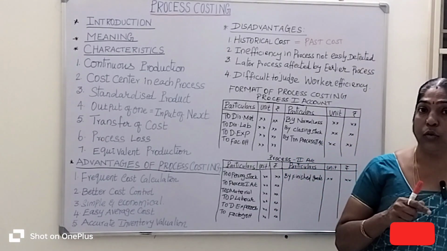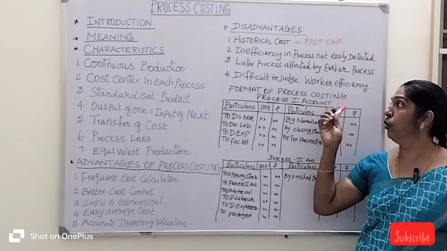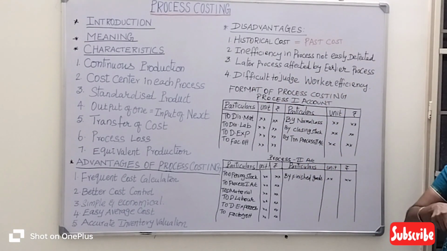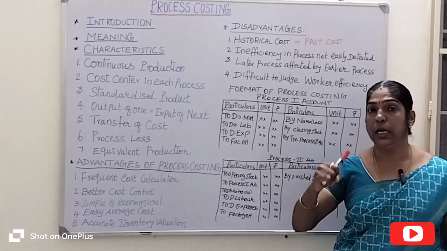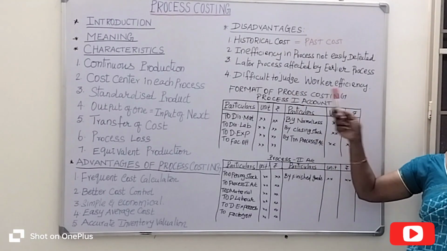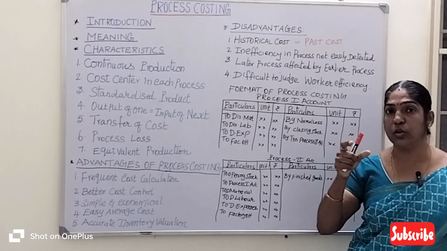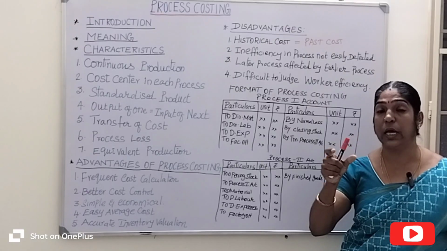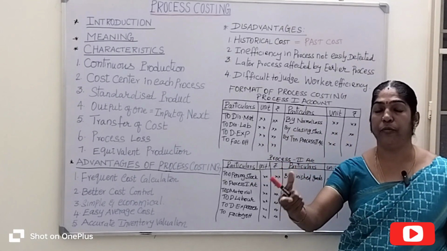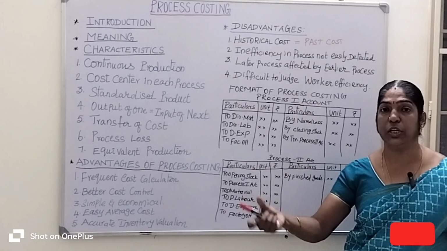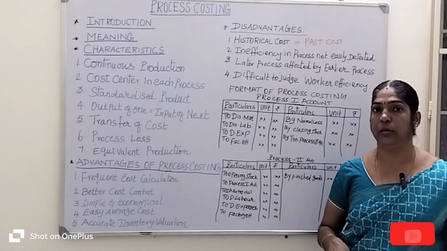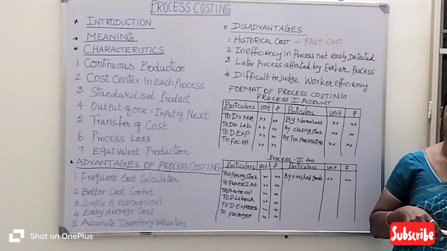Okay, so what you get from this is difficulty in judging workers' efficiency. In process costing, it is very difficult to detect the inefficient workers and very difficult to judge the efficient workers. Process costing only gives each process cost, not judging the qualified, efficient individual, and not detecting the inefficient individual. Got it? So these are the 4 disadvantages of process costing.